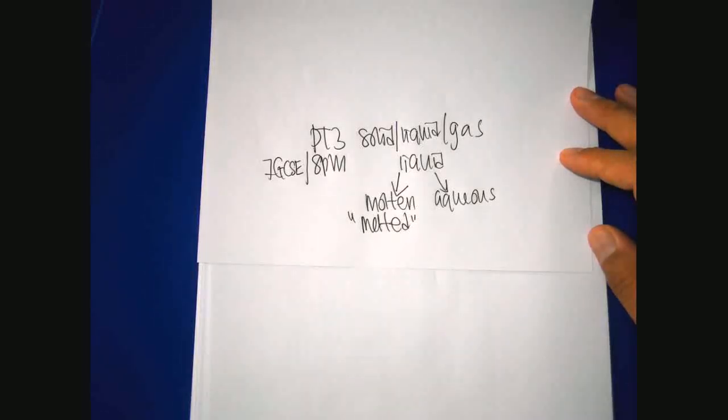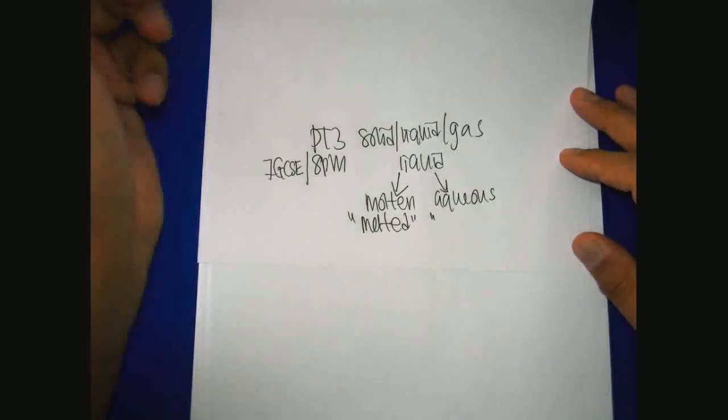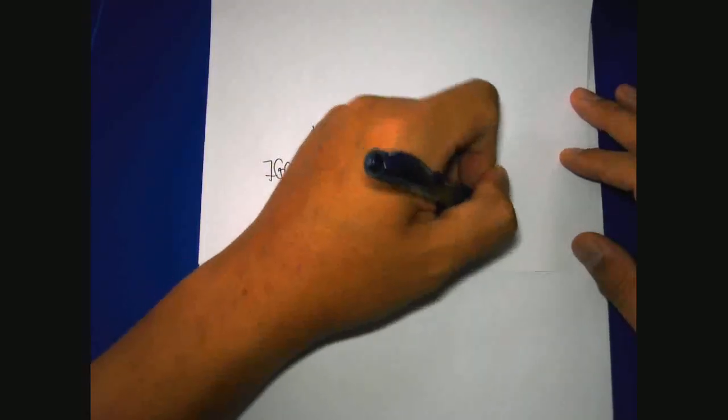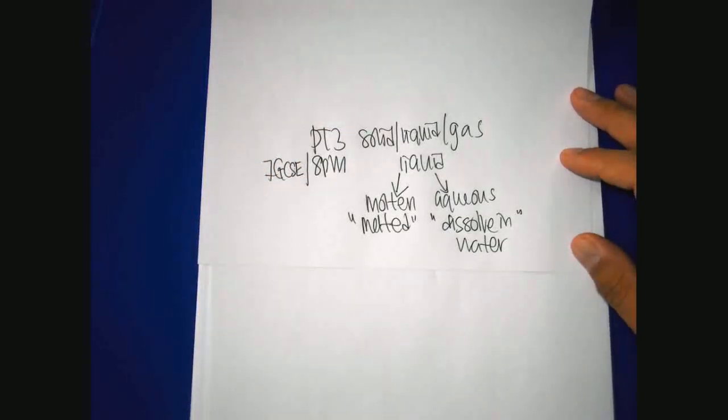For aqueous, it's a bit different. You take some solid, but now you're not going to melt it or heat it, you're just going to dissolve it in water. When you dissolve it in water, you still get a liquid as the final product. The liquid is called aqueous.